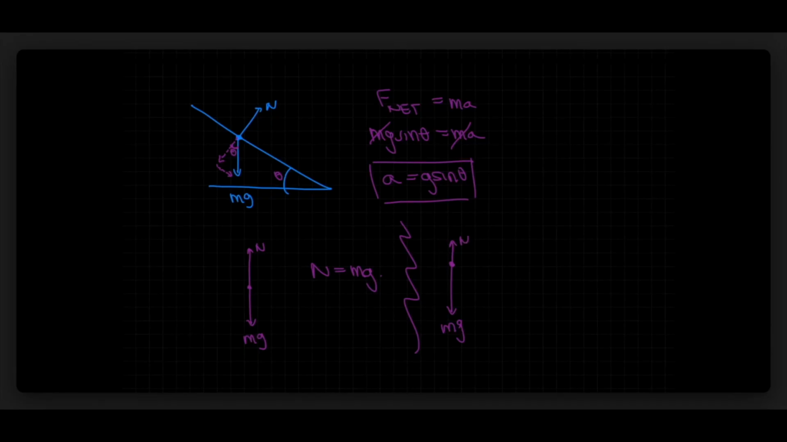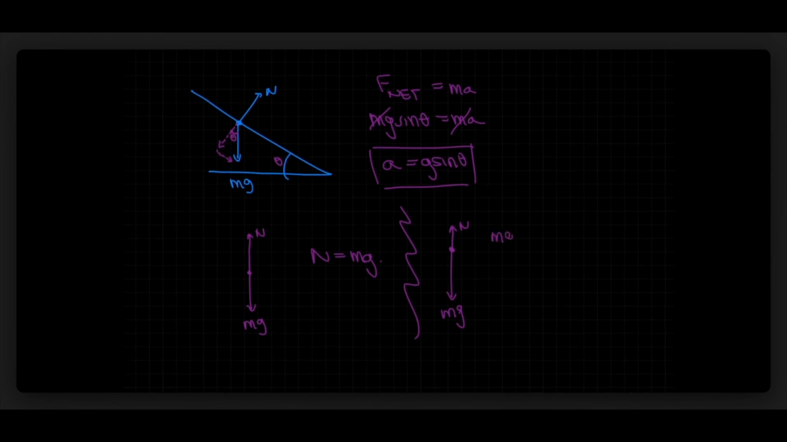That's going to be mg, so the bigger force minus the smaller force, mg minus N is equal to ma. I'm going to go ahead and solve for normal force here. Normal force is going to be equal to mg minus ma. And so what does this tell us?